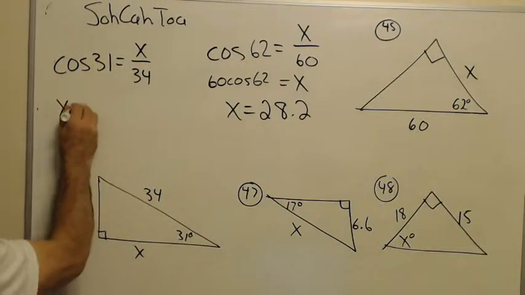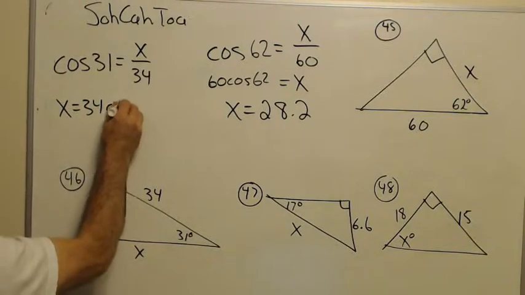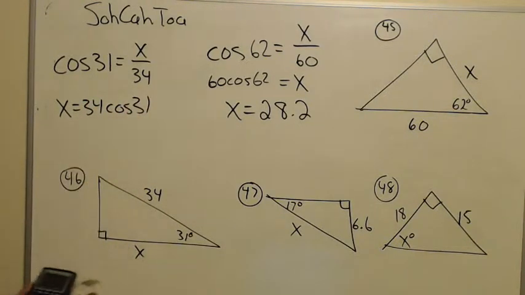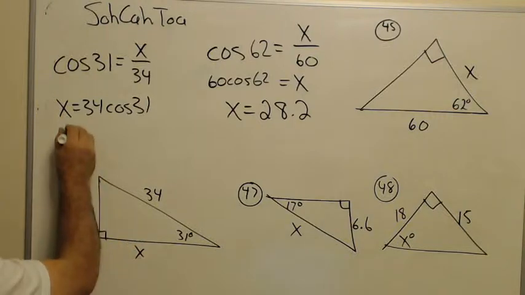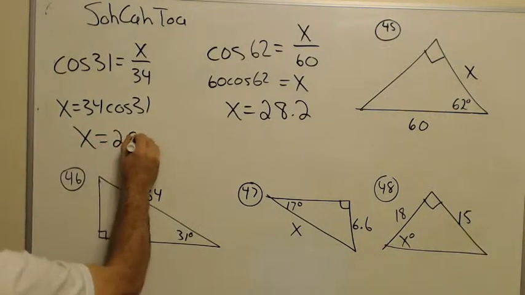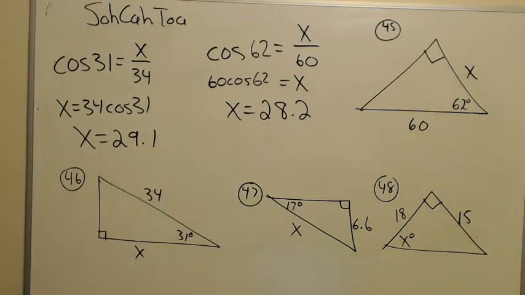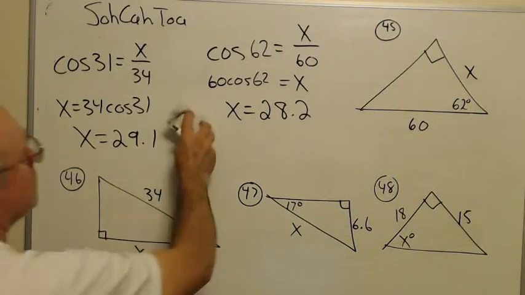So x will be 34 times the cosine of 31. Again, just put it in your calculator. 34 cosine 31. And we've got 29.1. That was number 46.